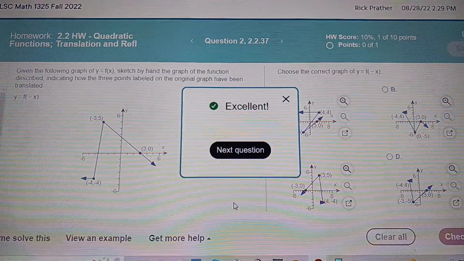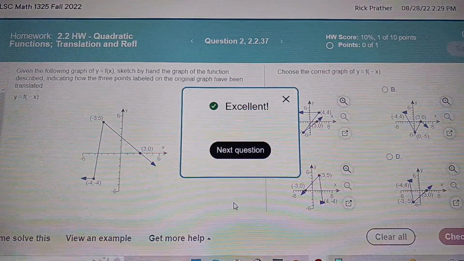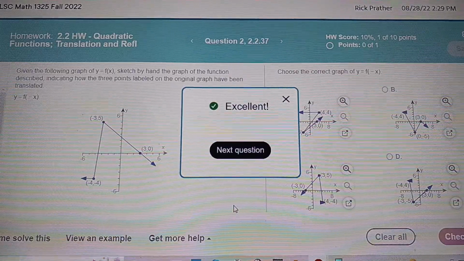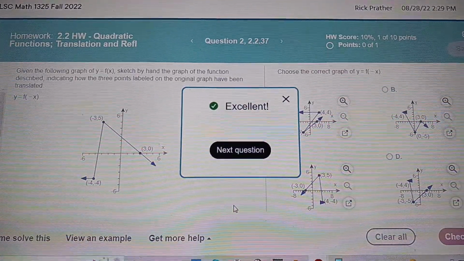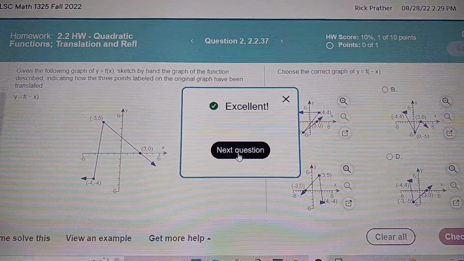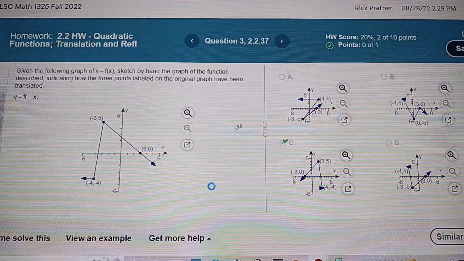So that was good how question 1 and question 2 showed both possible cases. If there's a negative inside the parenthesis with x, then it affects x's. If it's outside, then it affects the y's. And that's true with other types of transformations too.